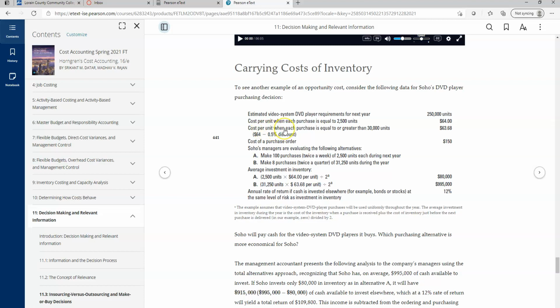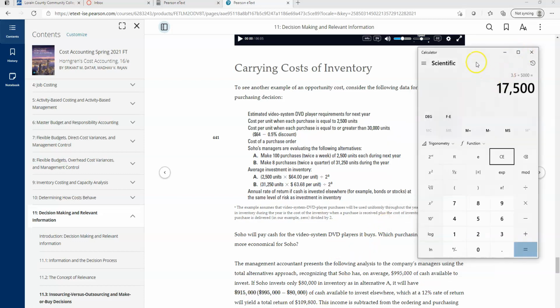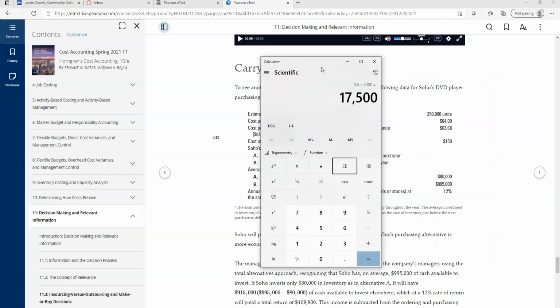But what if we order in bigger quantities? Well, if I order 30,000 units at one time, I'm going to get a 0.5% discount, $63.68. Now that sounds very good. It sounds like, oh, we're making an extra 32 cents off each unit. So if I take my 32 cents per unit times 250,000 units, I'm going to gain an additional $80,000 of operating income. Wow, that's a lot of money.